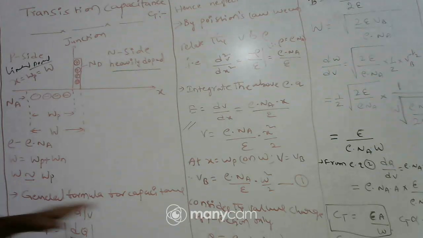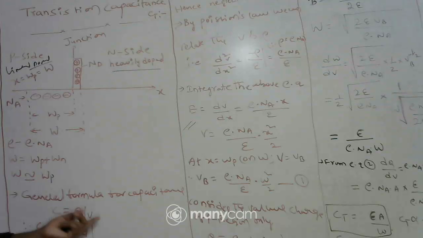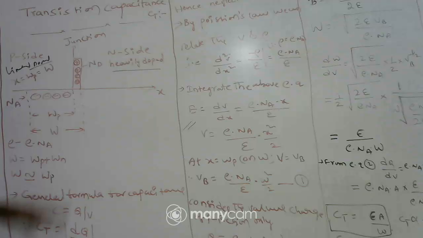So the general formula for capacitance, C is equal to Q by V. We know that this is a general formula. So if you see the changing capacitance, we can write it with respect to voltage.